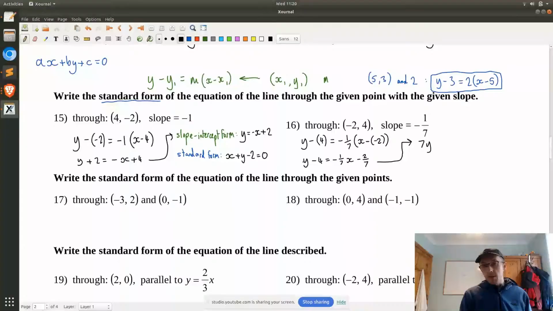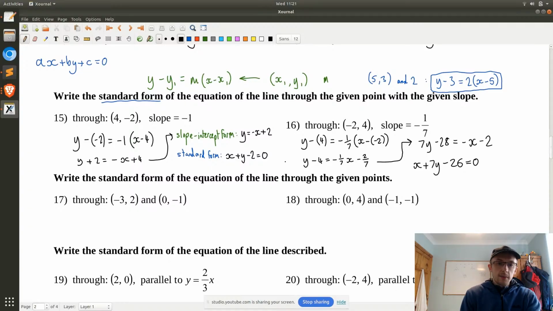y becomes 7y. -4 becomes -28. -1/7 x just becomes -1x or -x. And -2/7 becomes -2. Excellent. We're nearly there. Add x to both sides and add 2 to both sides, and that will make the right-hand side 0, as we want. So x plus 7y, you leave that alone. -28 plus 2 is -26, and that's equal to 0, which is exactly what we want. Okay.